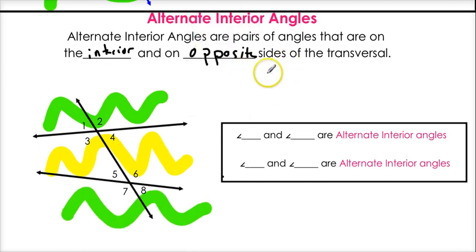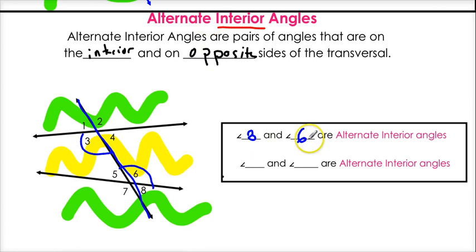Now, alternate interior angles are angles that are on the inside. So it's going to be these angles that are on the inside, and they're on opposite sides of the transversal. So our transversal is this line. They are on opposite sides. So an example of that would be 3 is on the interior, and on the opposite side is 6. So 3 and 6 are alternate interior angles. I know this might be difficult. A lot of students struggle with this, so it might be good to review this a few times. But you see how 3 and 6 are in the interior, and they are on opposite sides of the transversal. One's on this side of the transversal, the other's on this side.